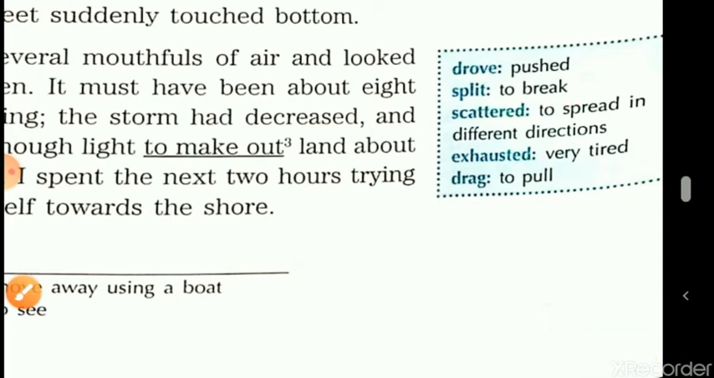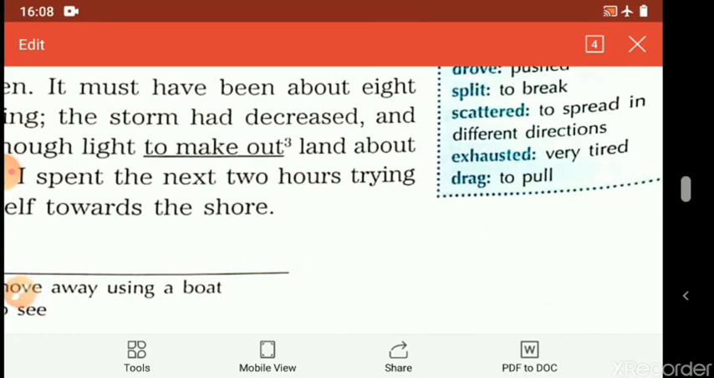Now, children, the next word which I have taken is exhausted. Exhausted means very tired. Now, the sentence on exhausted is the long journey exhausted the children. The spelling of journey, children, is J-O-U-R-N-E-Y. So the sentence on exhausted is the long journey exhausted the children.